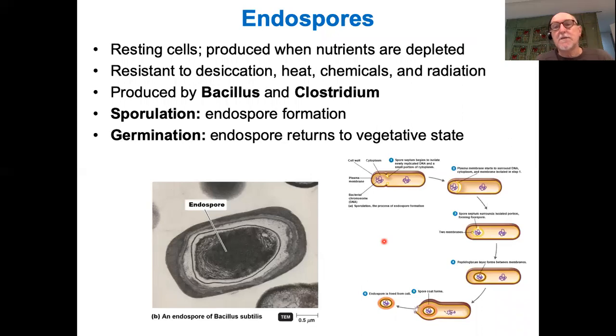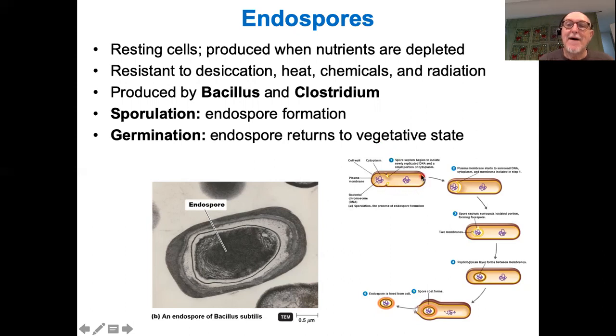But as conditions begin to change, as the nutrient gets used up and as waste matter begins to accumulate, the growth of bacteria begins to slow down. And in those conditions, these two genera, Bacillus and Clostridium, are able to produce a highly specialized cell. And it is called a spore. It's produced by a process called sporulation, in which the cell division is not equal.